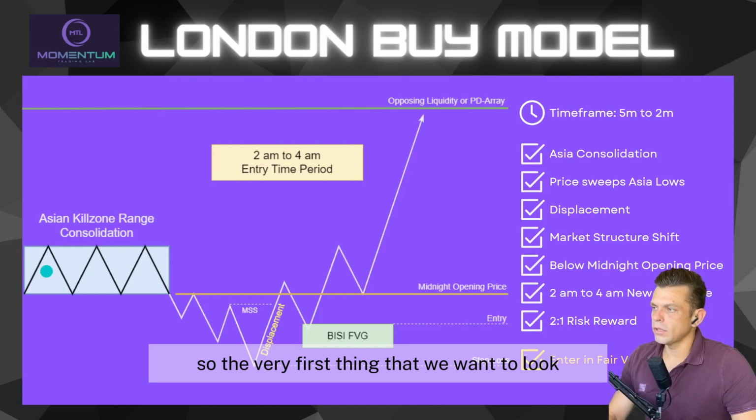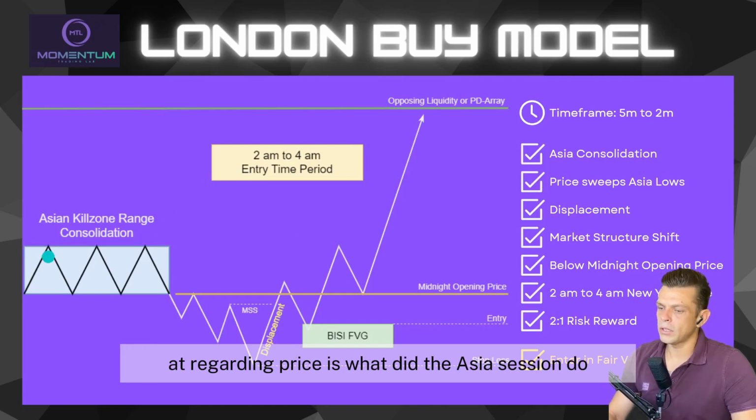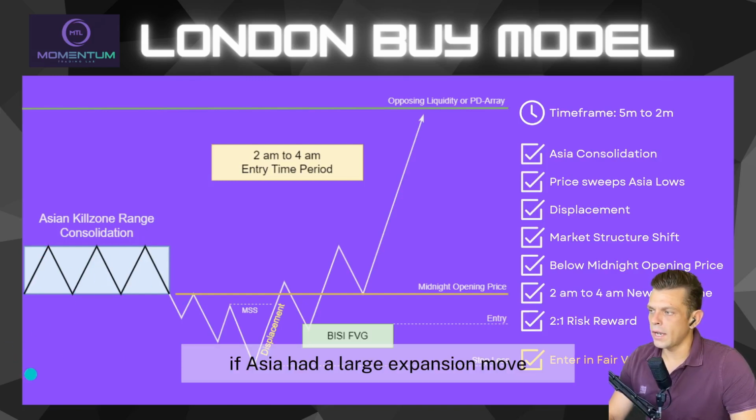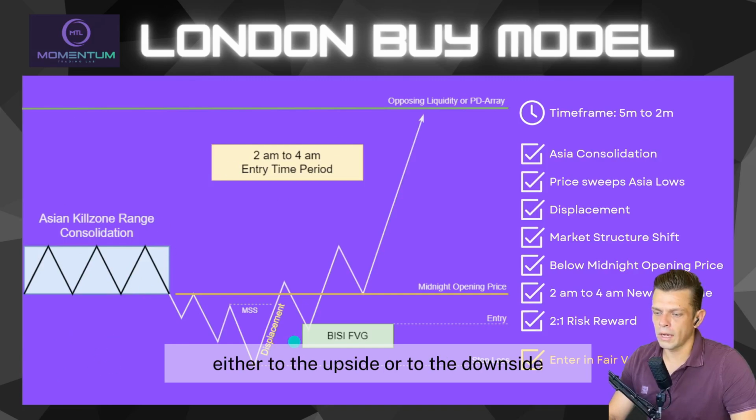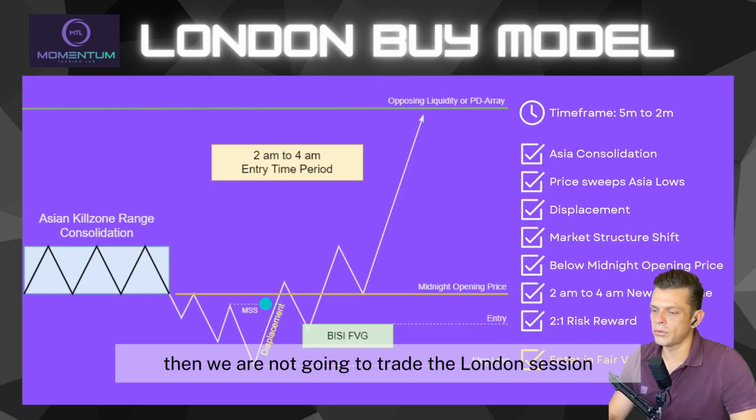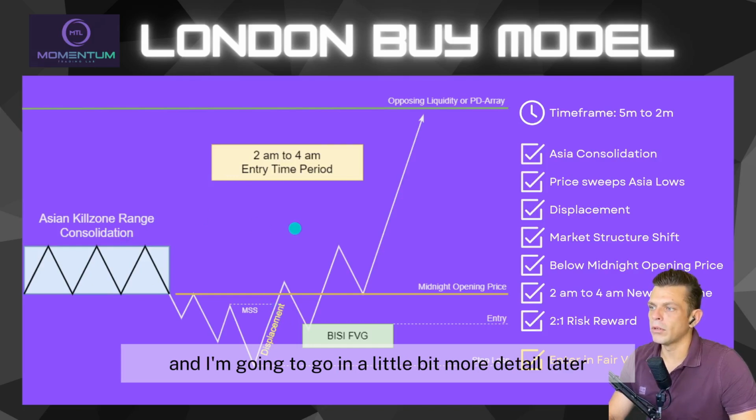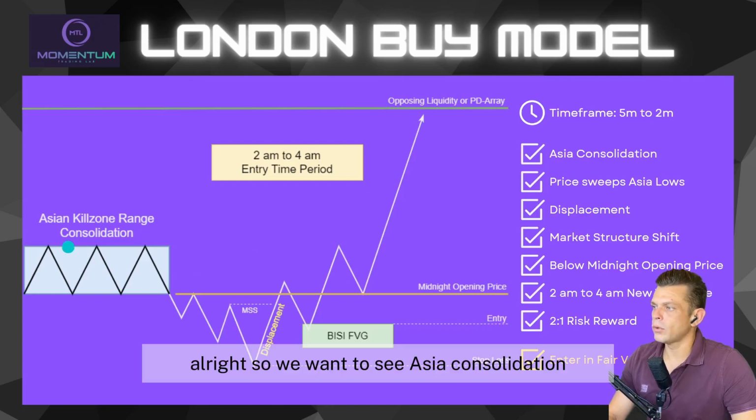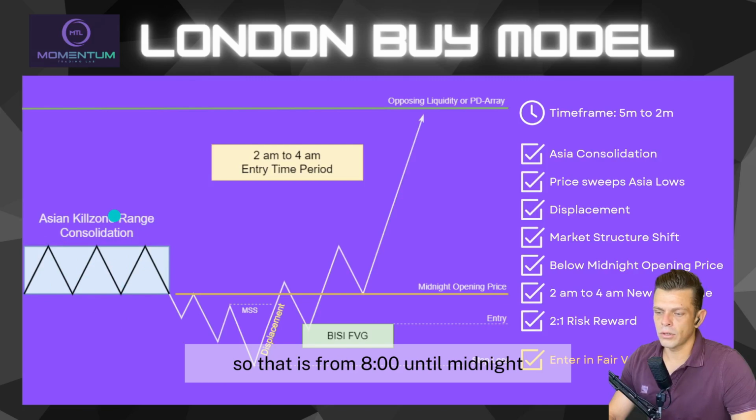So the very first thing that we want to look at regarding price is what did the Asia session do? We want to see Asia consolidate. If Asia had a large expansion move, either to the upside or to the downside, then we are not going to trade the London session. I'm going to go into a little bit more detail later on in this video. So we want to see Asia consolidation in the Asia kill zone range, that is from 8 o'clock until midnight.